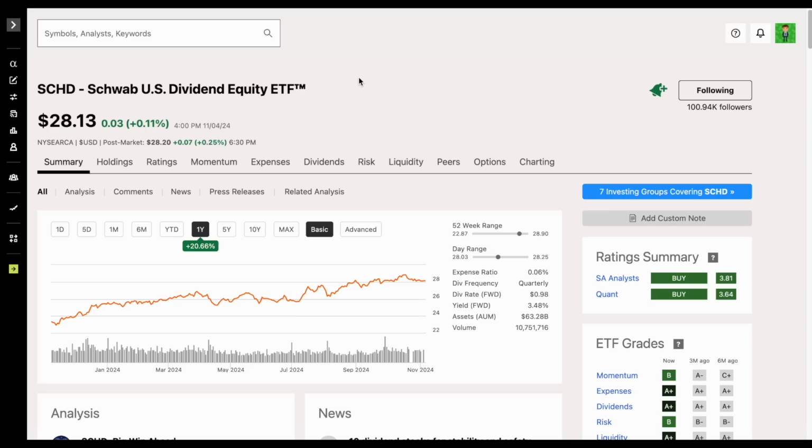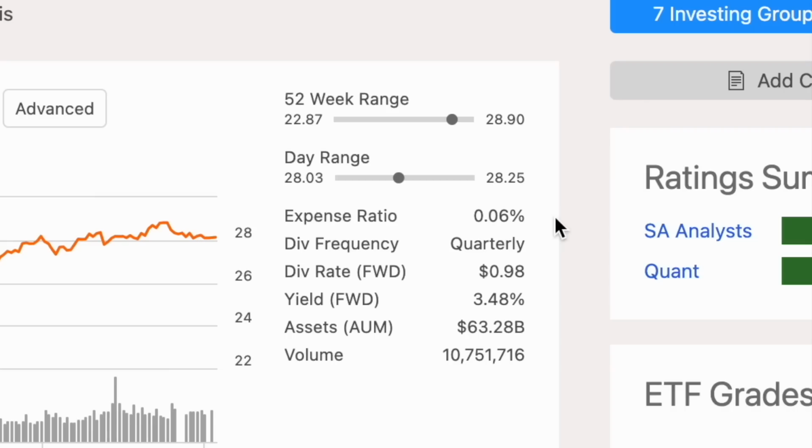So if you're looking for a decent starting dividend yield, dividend growth, solid share price appreciation, and a lot of downside protection, then SCHD is a good dividend ETF to consider. It's also worth noting they have a very low expense ratio, and that can be a make or break for a lot of people.